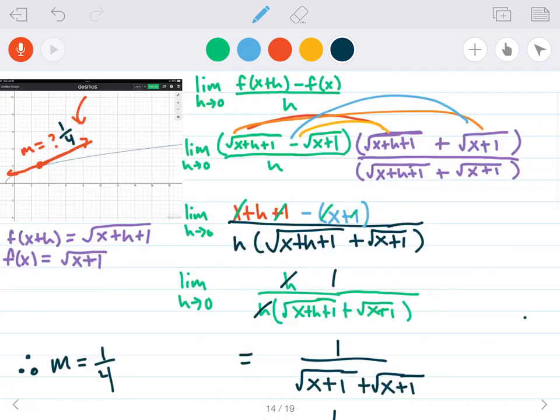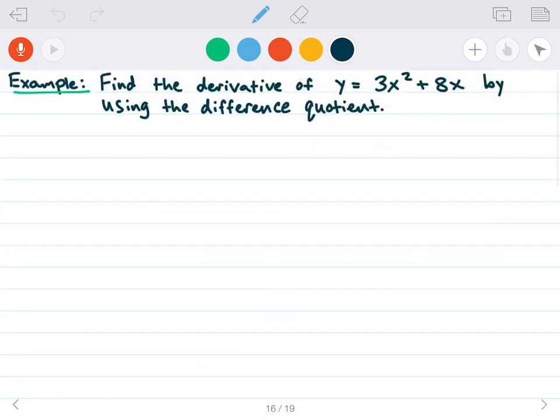All right. You might have something on your homework that says find the derivative by using the difference quotient. The difference quotient is just the limit definition of the derivative.